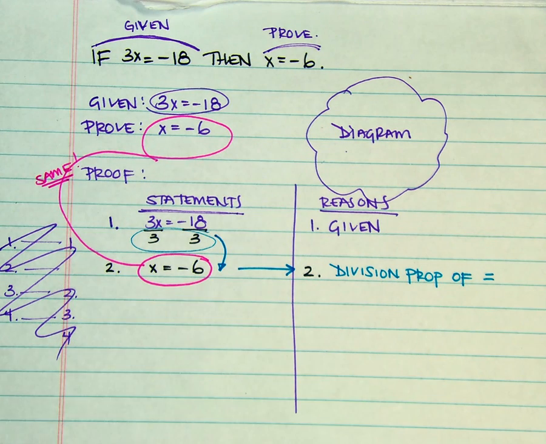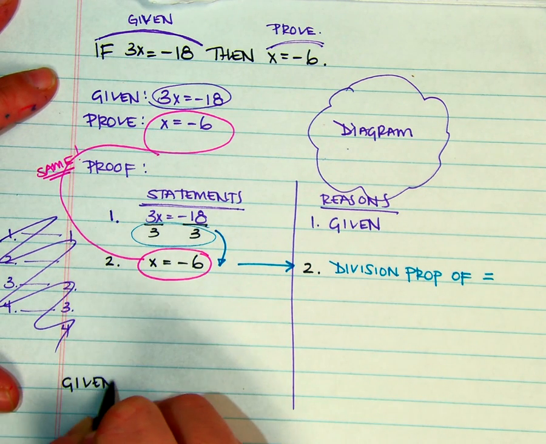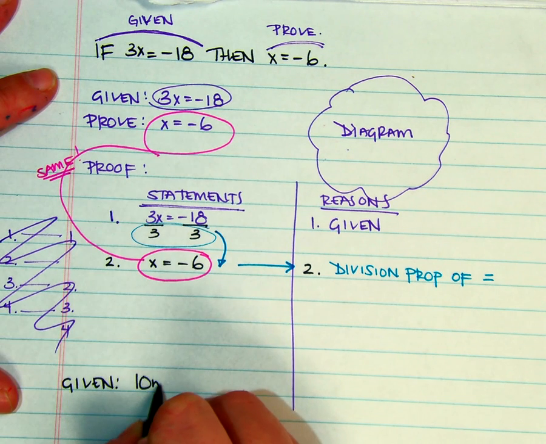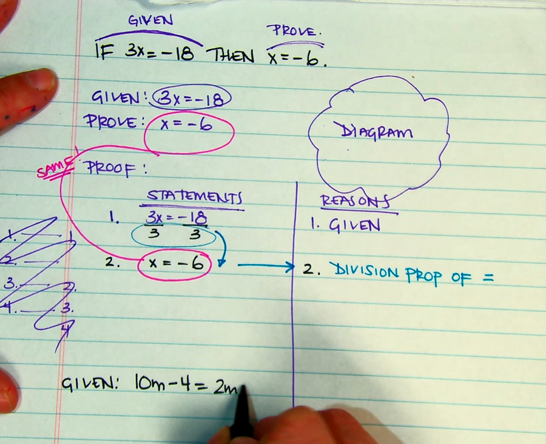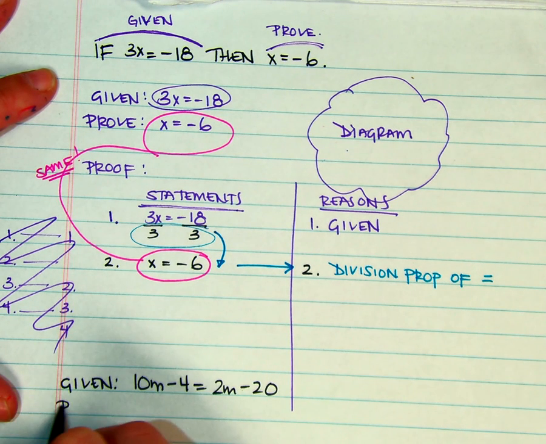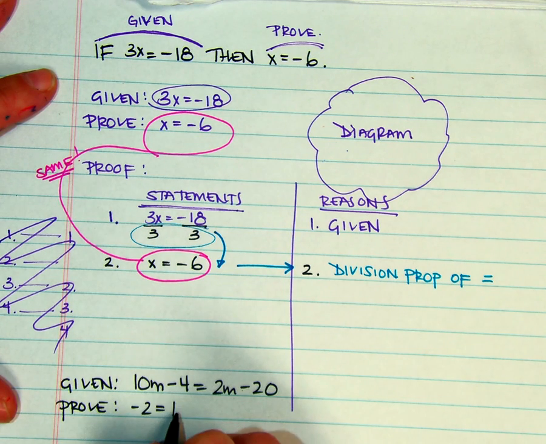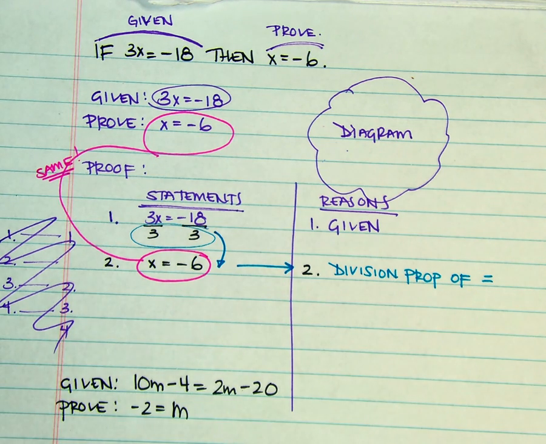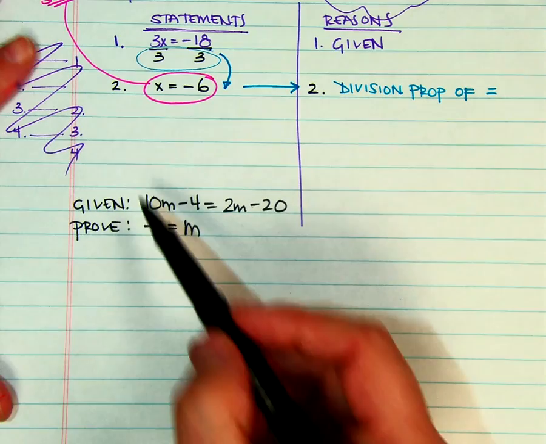Okay? Let's do another example using some algebra proofs, ones that are a little bit more difficult. So if I have given that 10m minus 4 equals 2m minus 20, I want to prove that negative 2 equals m. And I purposely did that backwards so we have an extra step in there. Okay? So there's my given.